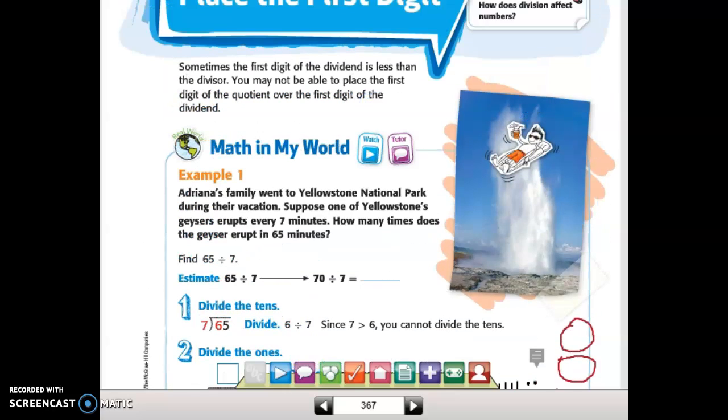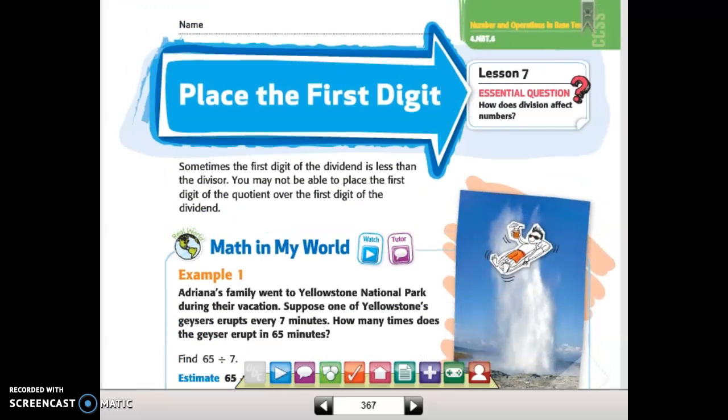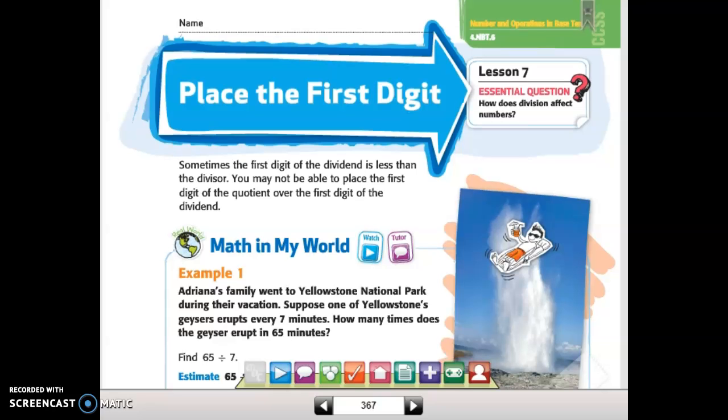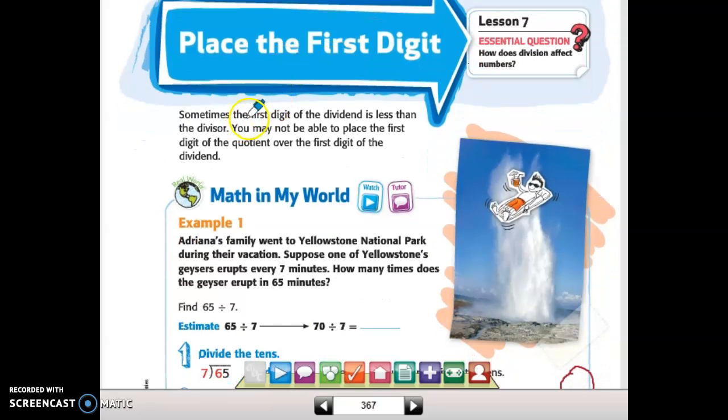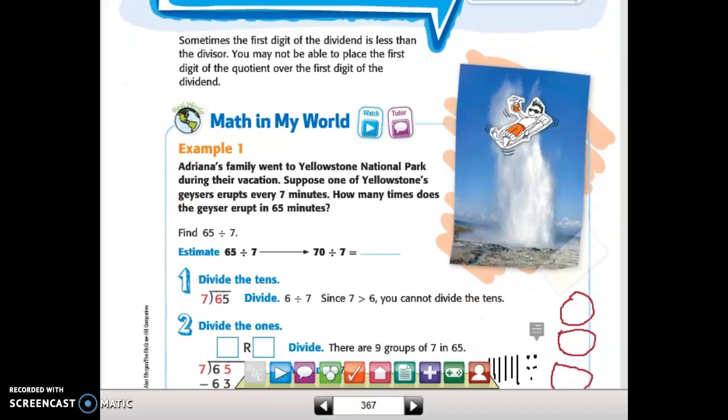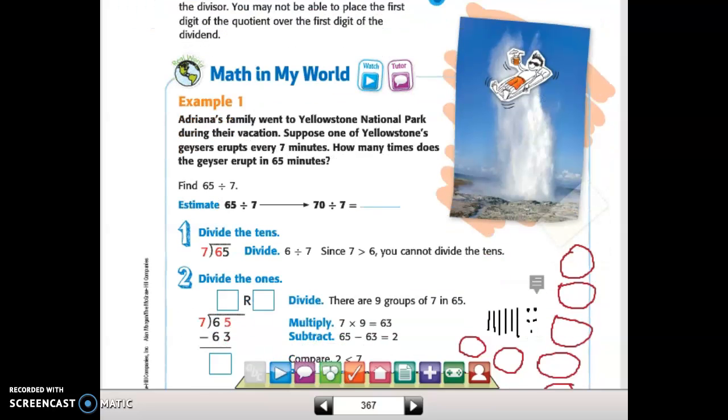Okay, we're at chapter 6 and lesson 7. We're talking about placing the first digit because sometimes the first digit of the dividend is less than the divisor. You may not be able to place the first digit of the quotient over the first digit of the dividend. What it means is, when you're setting it up this way, in this case you might not be able to fit a digit in the tens place here. And I wanted to show you what that meant.